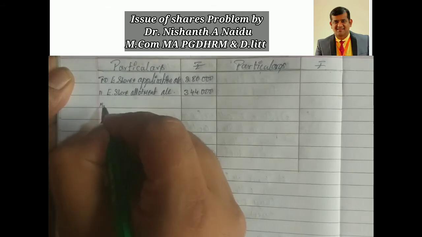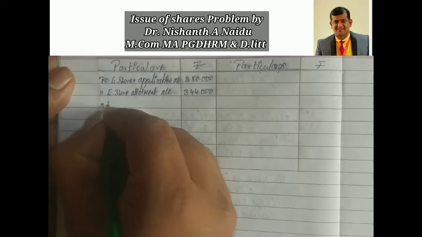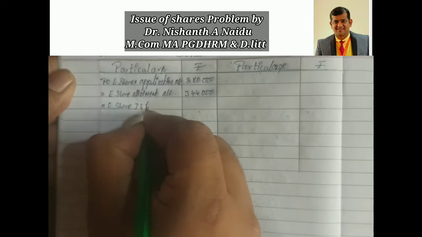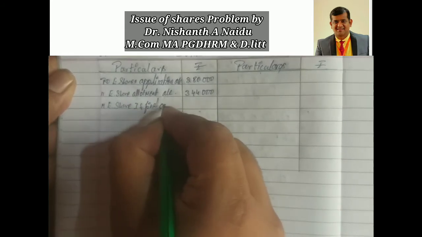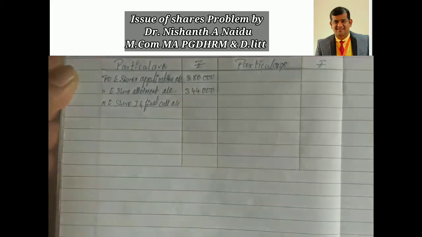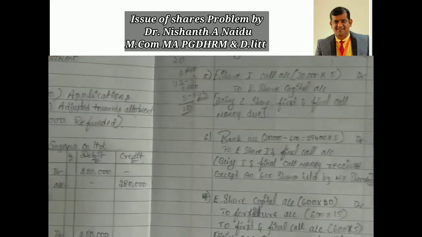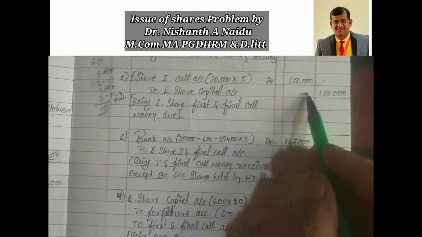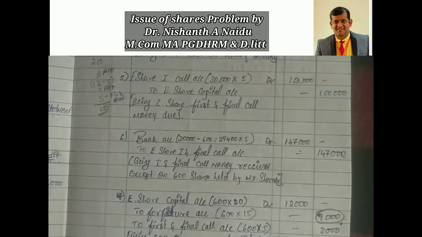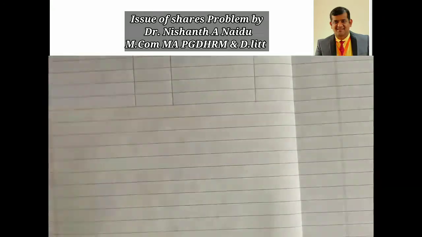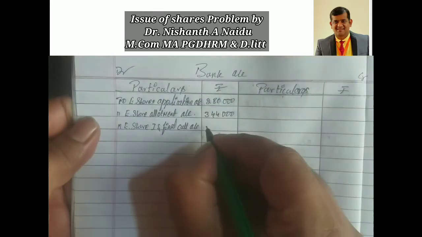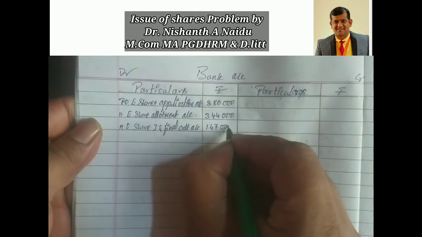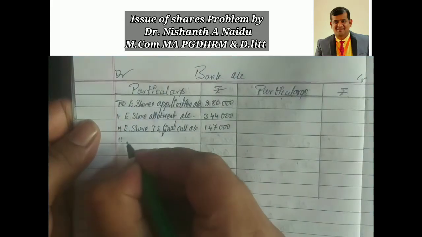Then we have to receive equity share first and final call account. So on first and final call, how much have I received? Equity share first and final call account due was 1,50,000, but received 1,47,000. So I'm writing that 1,47,000 here. That is equity share first and final call account 1,47,000.